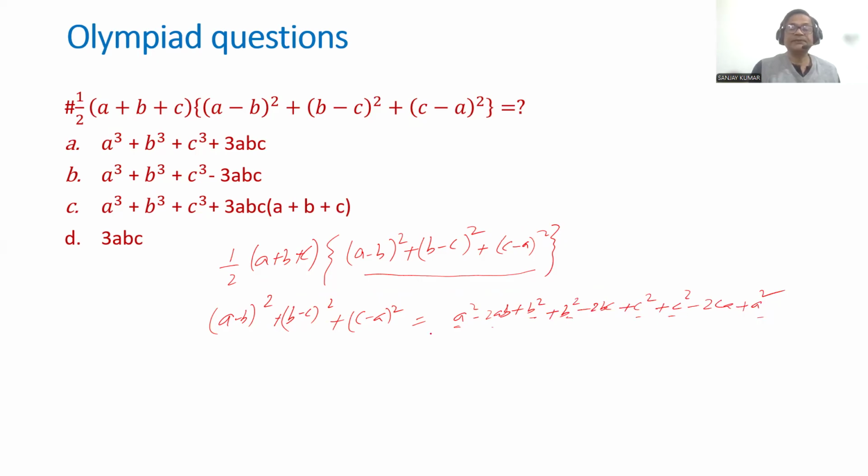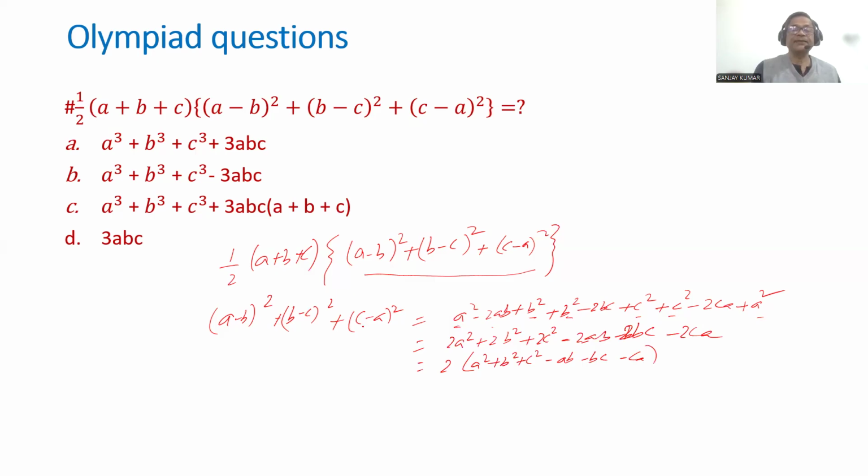So let us summarize it. So it is 2a square plus 2b square plus 2c square minus 2ab minus 2bc minus 2ca. You take 2 common. What is that? a square plus b square plus c square minus ab minus bc minus ca.